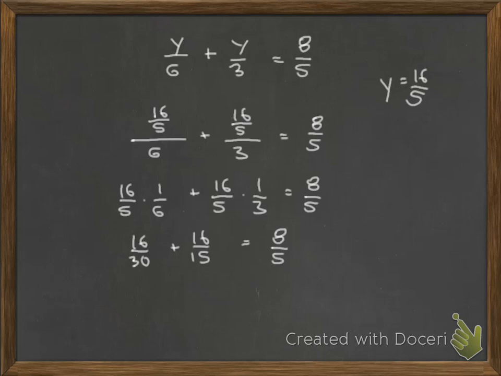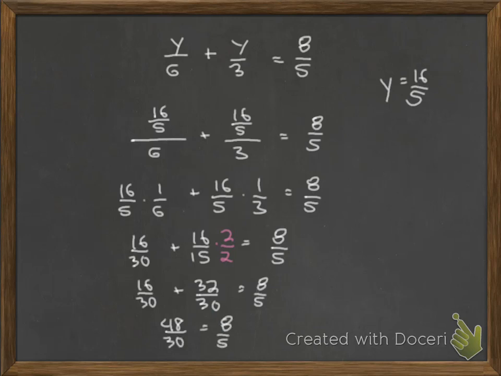Before I can add 16 over 30 and 16 over 15, I need them to have a common denominator. So I'm going to multiply 16 over 15 by 2 over 2. That gives me 32 over 30. The reason I'm not bothering with the other side is because I think I can reduce the left side fraction before I have to do anything else. So 16 plus 32 is 48 over 30.